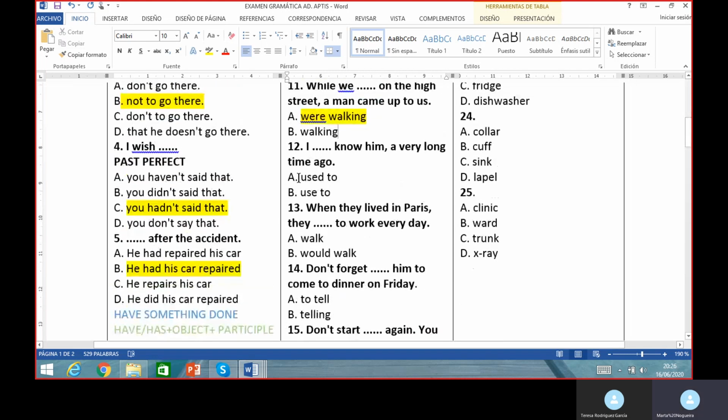12. I used to know him. Why? Because we want it in the past. A very long time ago, so we need the past.